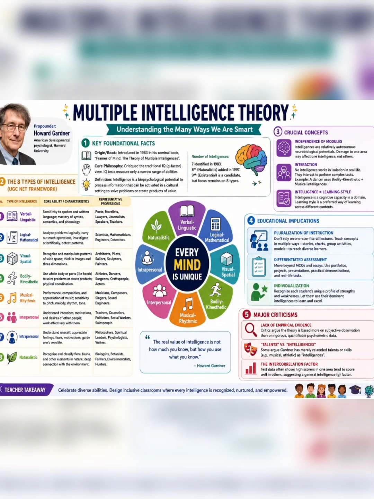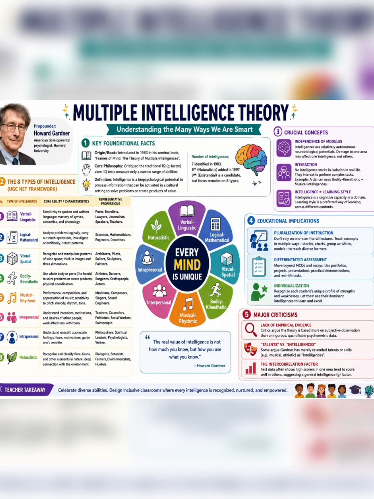Number 3, visual spatial. Recognizing and manipulating patterns of wide space, thinking in images and three dimensions. Representative professions include architects, pilots, sailors, and painters. Number 4, bodily kinesthetic, using one's whole body or parts of the body to solve problems or create products involving high physical coordination. Representative professions include athletes, dancers, surgeons, and craftspeople.